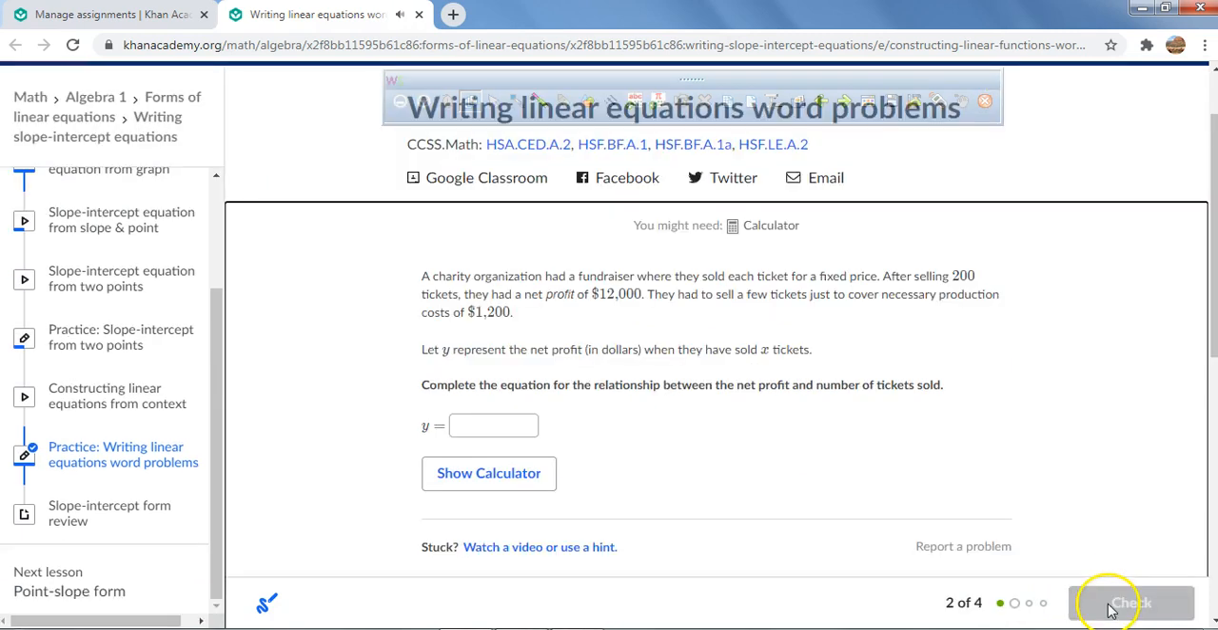Let's keep going. All right, so we have a charity organization that had a fundraiser where they sold each ticket for a fixed price. After selling 200 tickets, they had a net profit of $12,000. They had to sell a few tickets just to cover the necessary production cost of $1,200. All right, let y represent the net profit in dollars when they have sold x tickets.